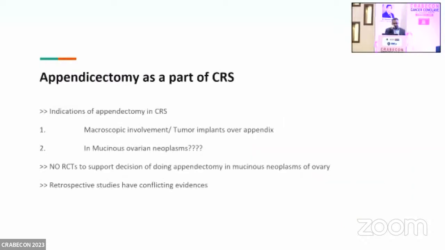So whether to do appendicectomy as a routine part of CRS. The indications of appendicectomy were macroscopic involvement of the appendix or any tumor implants over the appendix. Whether to do appendicectomy in a case of mucinous ovarian neoplasm? There is no RCT which supports this decision, and all the retrospective studies have conflicting data.